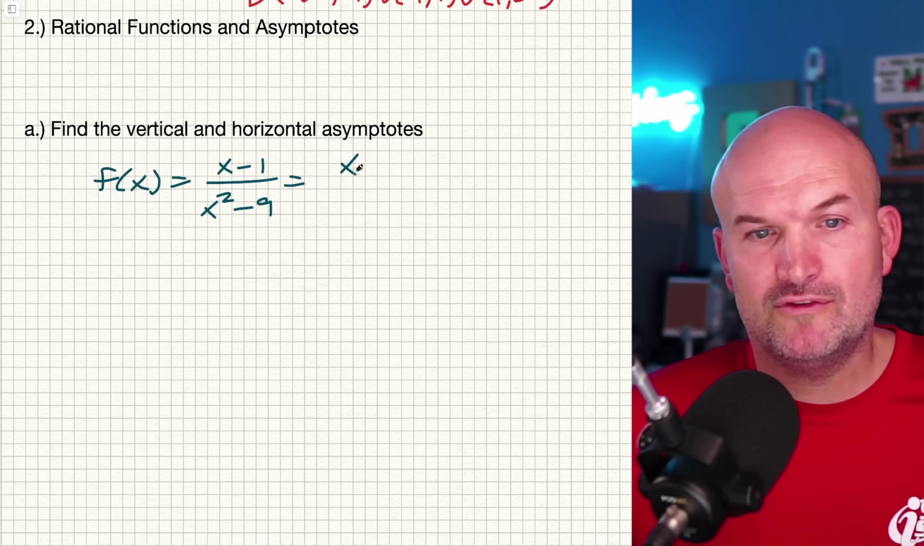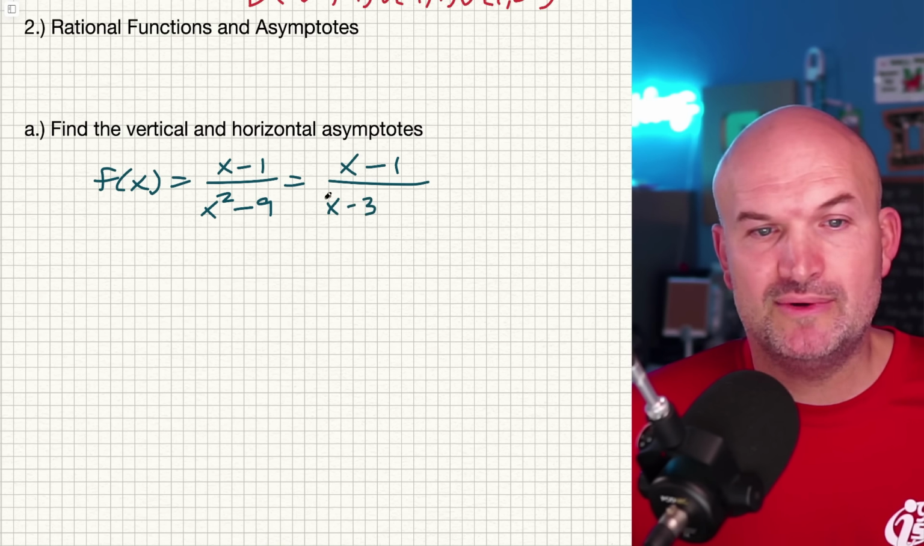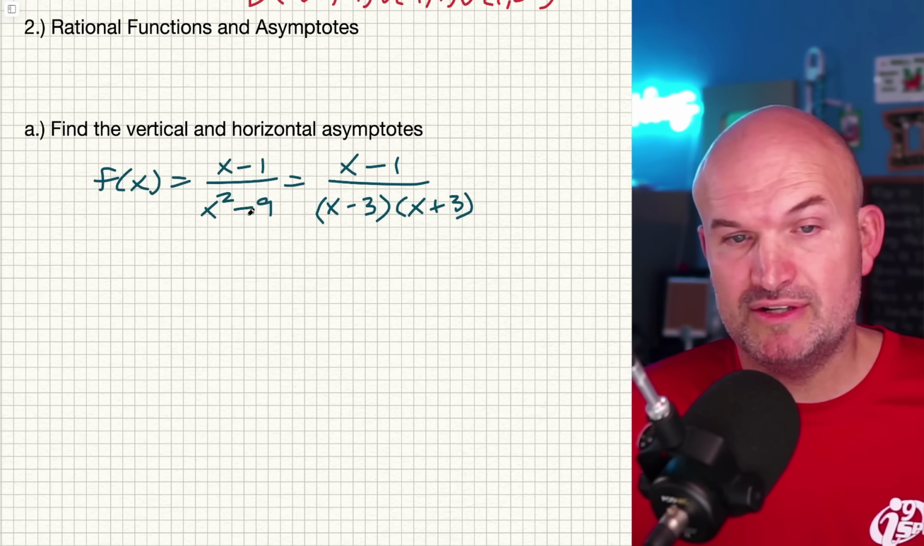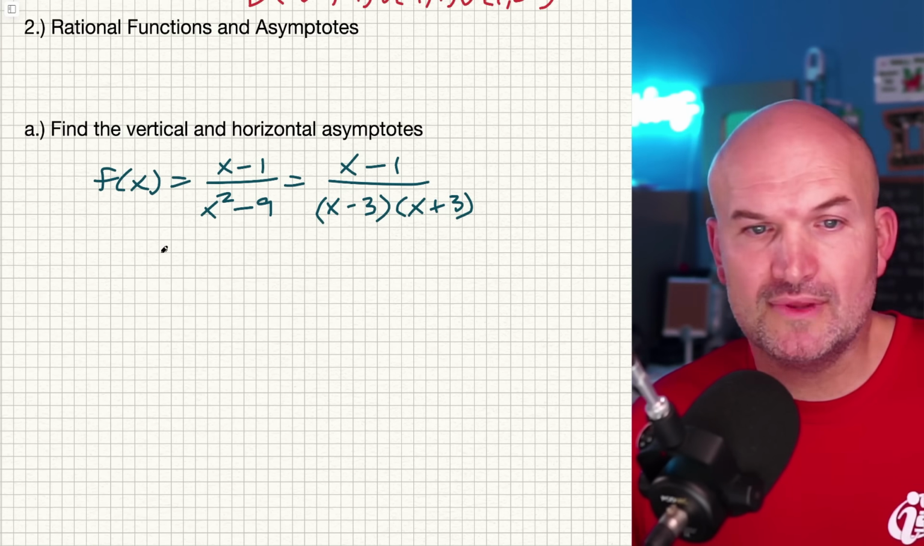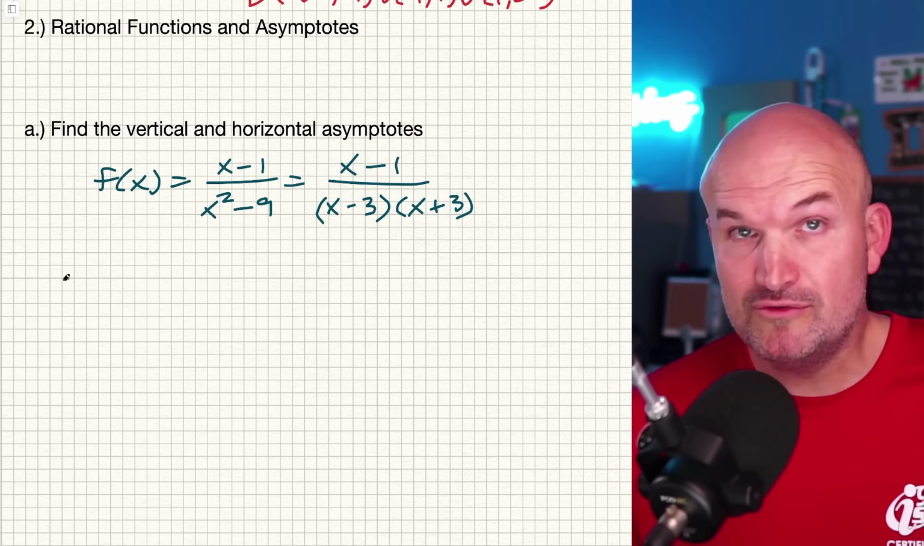Now, thankfully, over here, there's nothing in our numerator we can do, but in our denominator, I can simplify this to an x minus 3 times an x plus 3. Okay, that's going to be your difference of two squares. And then if you want to identify the values that are going to create your vertical asymptotes, just set your denominator in factored form equal to 0.